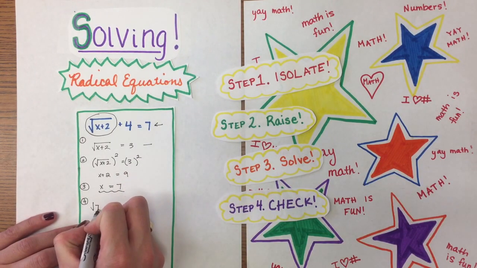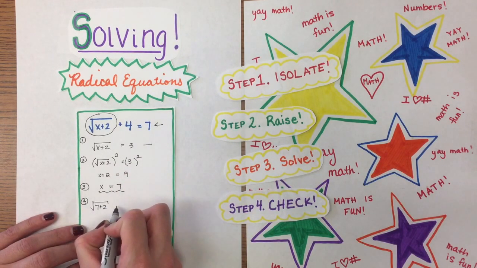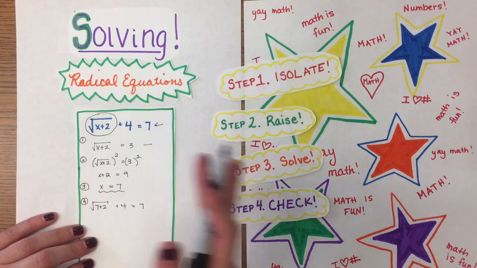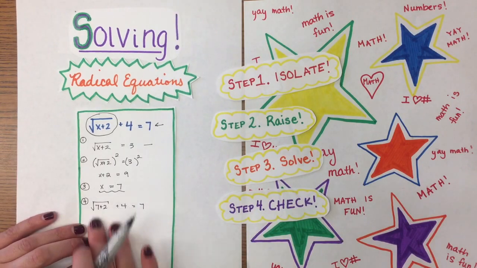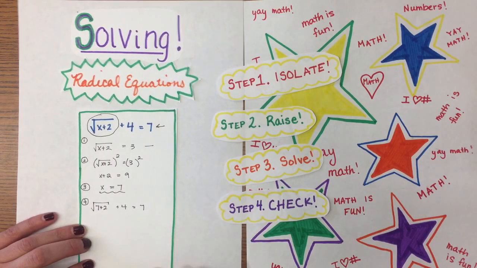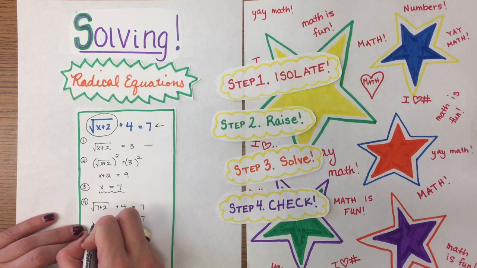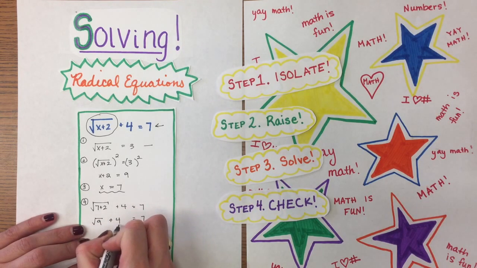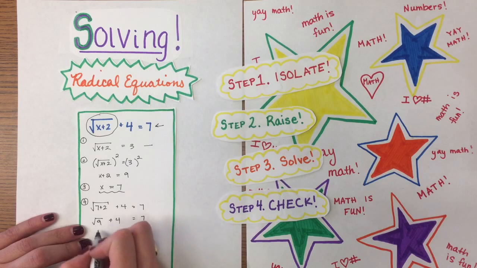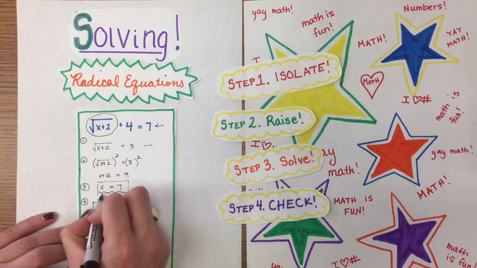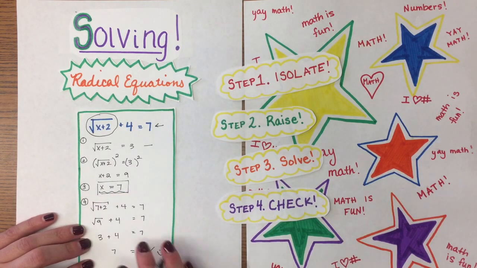So I now have the square root of 7 plus 2, plus 4, is equal to 7. I'm not going to mix things between the sides. I'm going to simplify the left-hand side and simplify the right-hand side. So the right-hand side is simplified, so that stays as 7. This becomes the square root of 9 plus 4. The square root of 9 is 3. 3 plus 4 is 7. 7 is equal to 7, that's true. So x equals 7 is my solution.